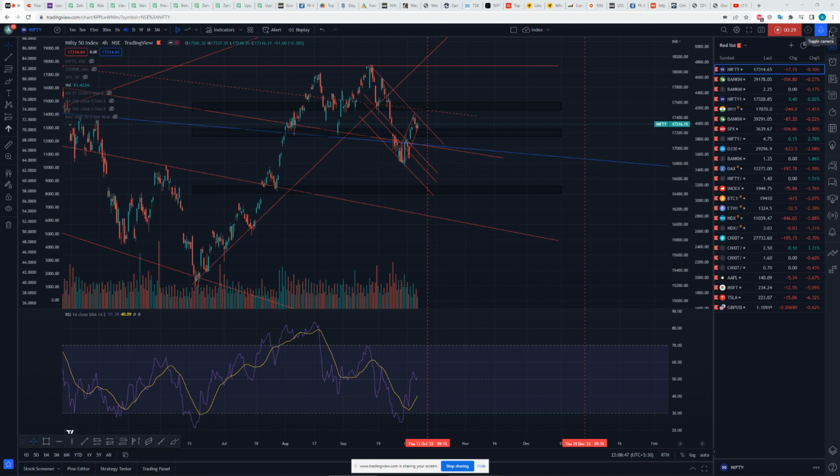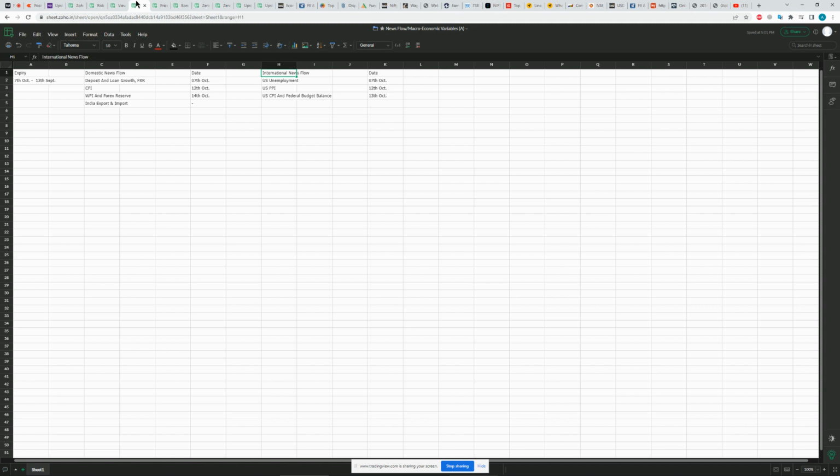And to start off with, we are going to be looking at the news flow. Now, I have separated news flow into domestic news flow and international news flow. For this expiry between 7th October and 13th October, as far as domestic news flow is concerned, the deposit and loan growth data and forex data was released on 7th October, which was yesterday. And CPI data, retail inflation data, and WPI data, wholesale price index data, and forex for the next week is going to be released on 14th, along with export and import data.